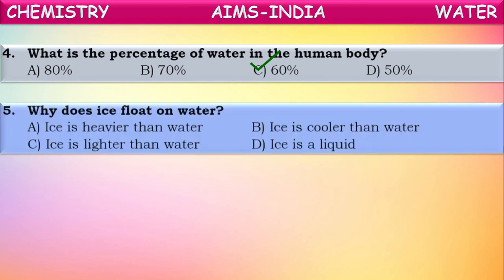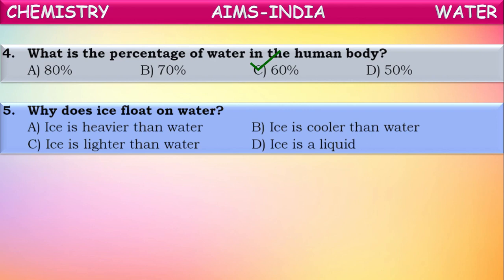Okay, next one. Why does ice float on water? Yes, if you take a big piece of ice, it will be very heavy when you take it in your hands. But the same ice cube or ice piece, if you throw it into water, it starts floating. Have you ever observed it? Yes. This is because ice is lighter than water.